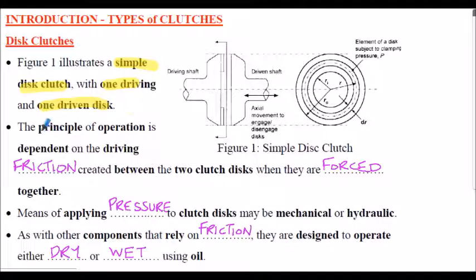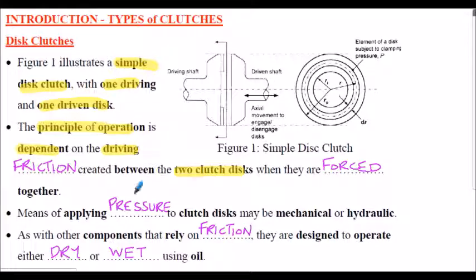So the principal operation is totally dependent on the friction involved, the driving friction, and that's created by the two clutch discs that we're looking at. They're forced together, and there are different mechanisms of forcing them together, but we will be looking later on at how we derive that axial force that joins them together. That's an important characteristic of the friction clutch configuration.